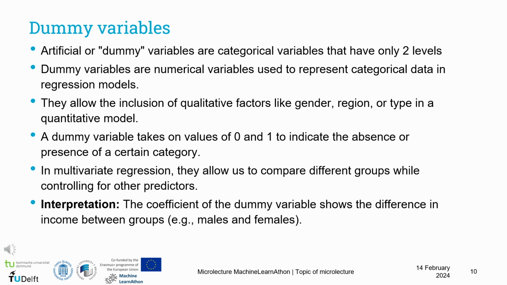Dummy variables are used to incorporate categorical variables with two levels into regression models. They are coded as 0 or 1 and allow us to compare groups such as male and female, or region A versus region B. In multivariate models, dummy variables help isolate the effect of these categories while controlling for other predictors. Their coefficients indicate how much the outcome differs between the included category and the reference group.